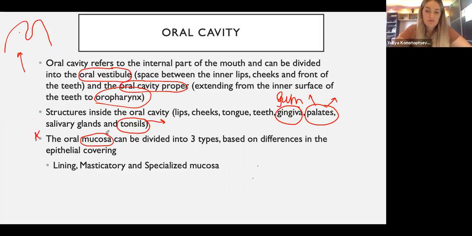What is mucosa? If I ask you, what is mucosa, how would you answer? We kind of talked about it last semester. What is mucosa?